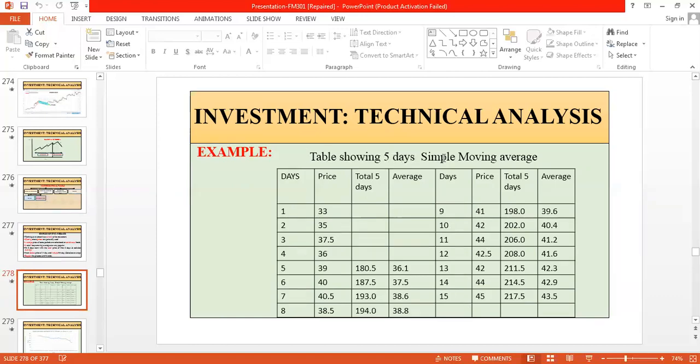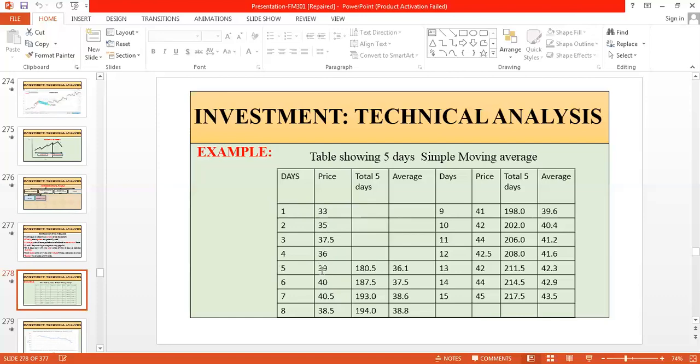What we are doing? We are doing 5 days simple moving average. So it is not 3 days. That means we will start with the first 5 days' figures. The first 5 days' prices are 33, 35, 37.5, 36, and 39. You add these 5 together. Where will you write? You will write the total just against the last day, that means the fifth day.